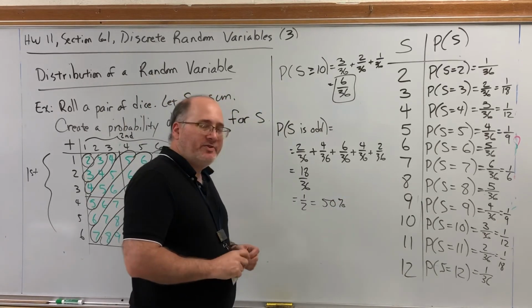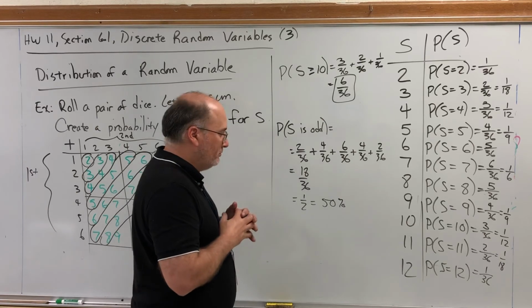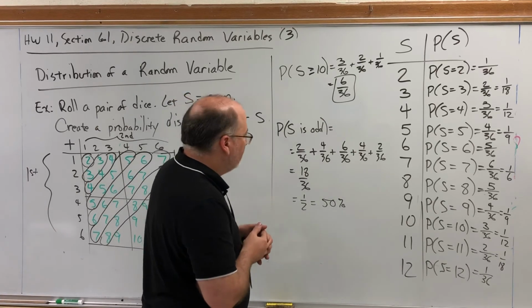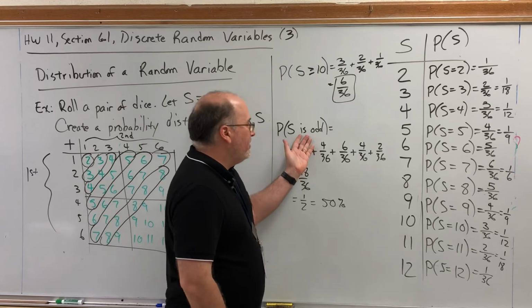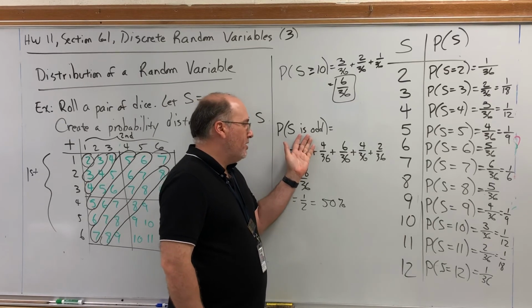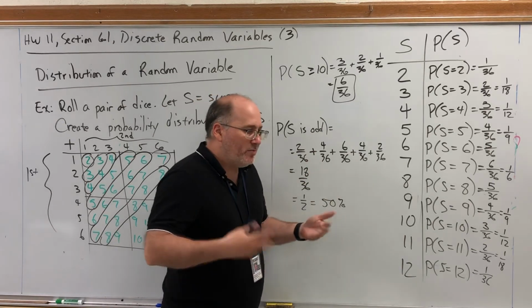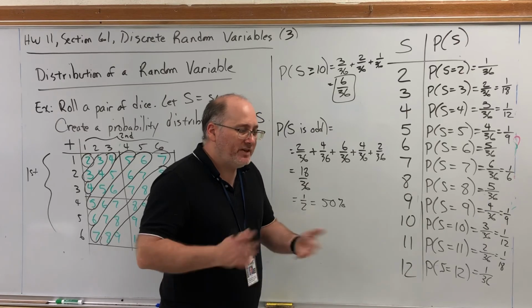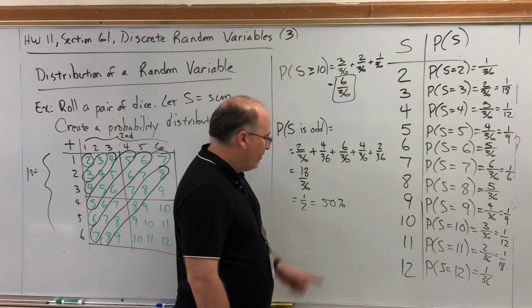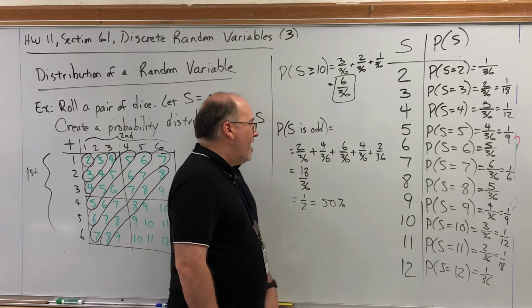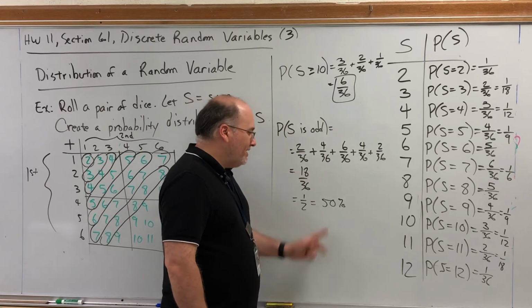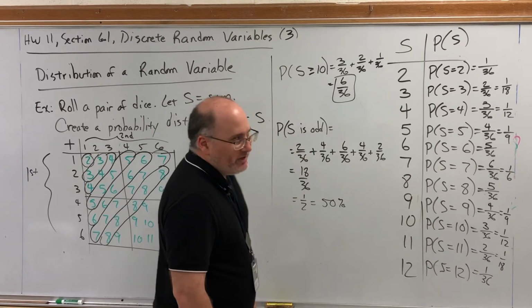What's the probability the sum is even? The other 50%. Rolling an even sum would be the complement of rolling an odd sum. And remember that the sum of the probabilities of an event and its complement is 100%. So the probability that it's odd is 1 minus the probability it's even. So 1 minus 50% is 50%.